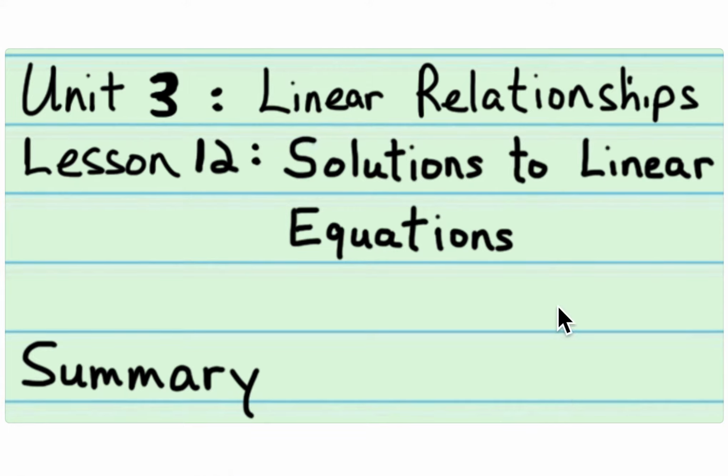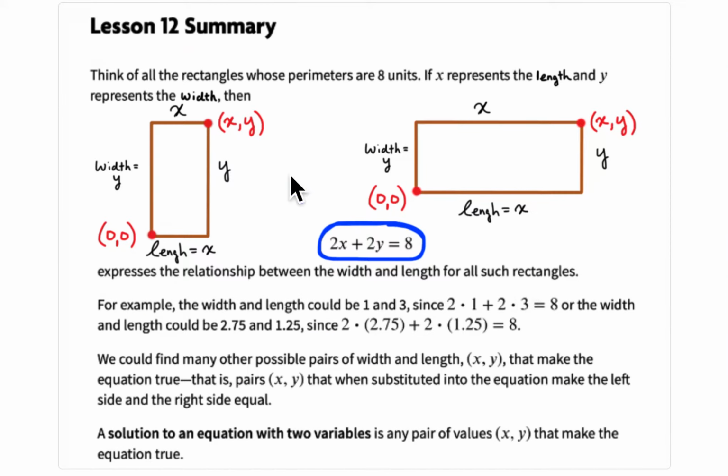This is the summary for Lesson 12, Solutions to Linear Equations. So they start off with the statement that you have a whole bunch of rectangles whose perimeters are all 8 units. And if you take x and use x to represent the length, now I switched the width and the length.